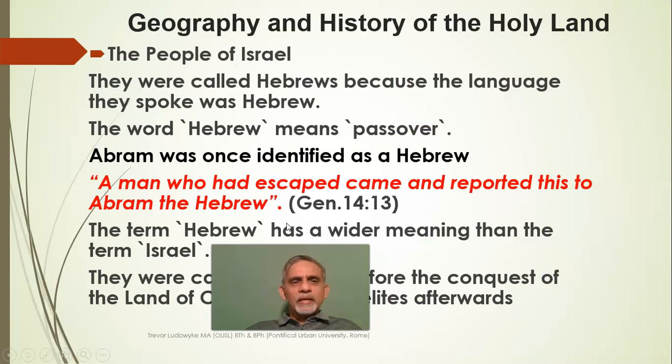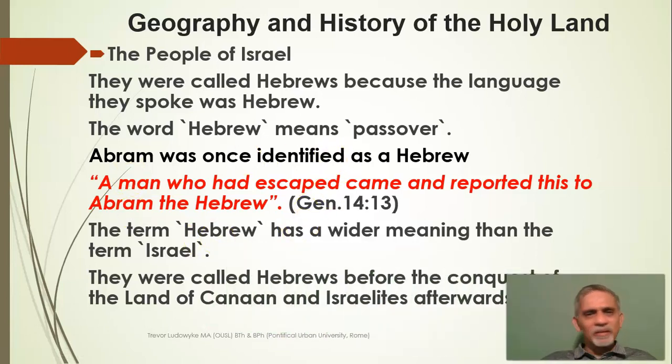So the people of Israel were called Hebrews because the language they spoke was Hebrew, right? So if anyone asks why they were called Hebrews, very simply because they spoke the Hebrew language. And the word Hebrew in Hebrew means Passover. Abraham was once identified as a Hebrew. Way back in Genesis chapter 14 verse 13, it says, a man who had escaped came and reported this to Abram the Hebrew. So Abraham was identified as a Hebrew even at that time.